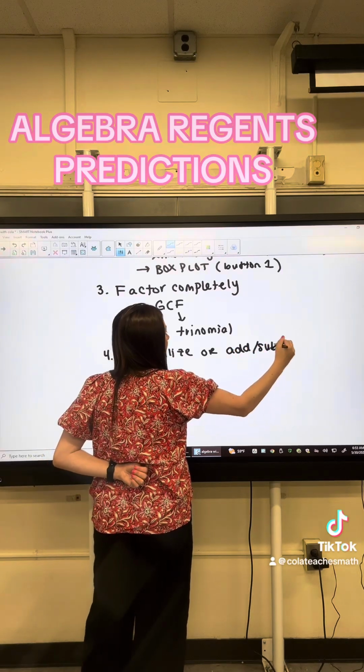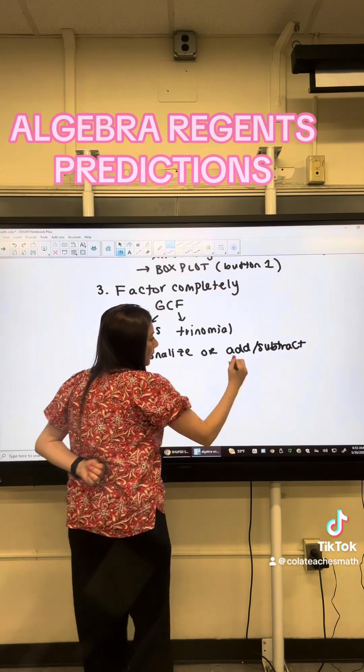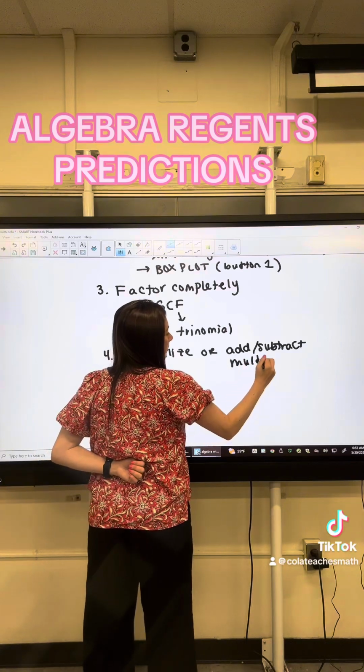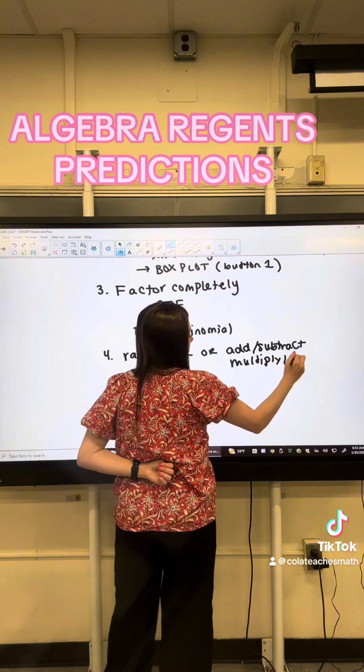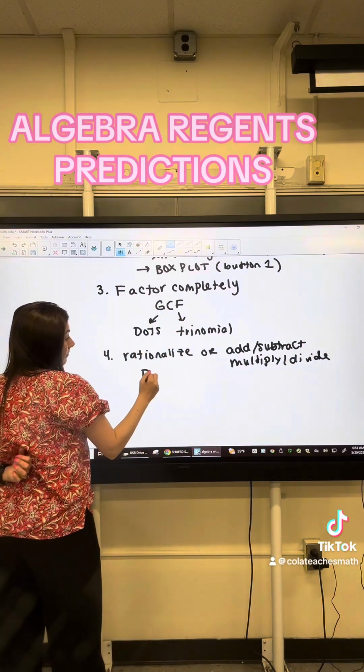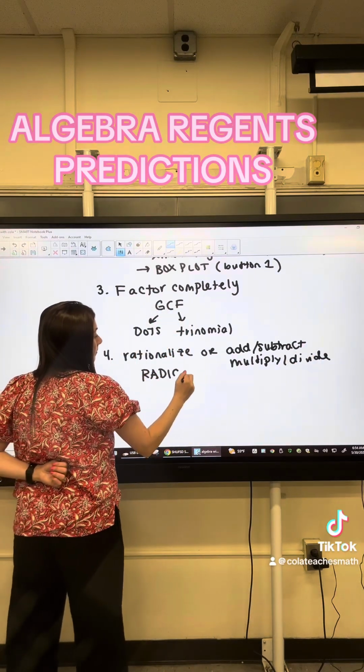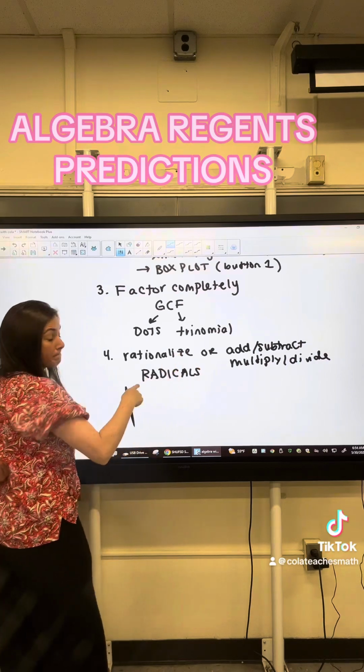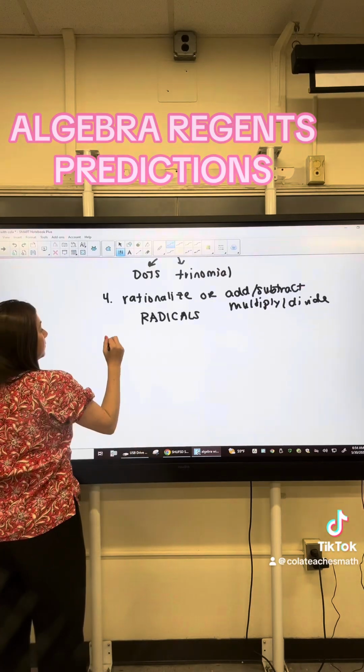Okay, fourth thing I think they're going to have on there absolutely is something to do with radicals, since radicals was really beefed up in this course this year. So you're going to want to know how to rationalize the denominator, add, subtract, multiply, and divide radicals. And you're also going to need to know how to simplify radicals using your perfect squares and whatnot.